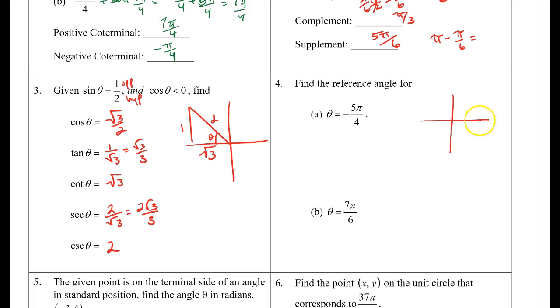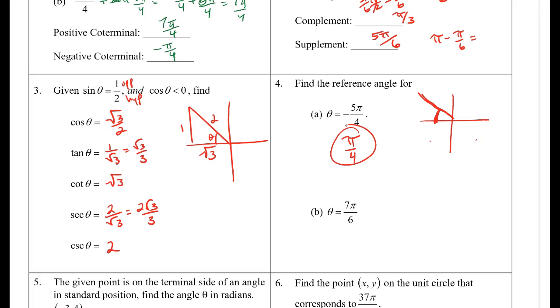Negative 5 pi fourths means I'm going to go backwards, so I'm going to go clockwise. So if I start here at the origin at 0, negative pi fourths would be here in the middle. Negative pi halves, negative 3 pi fourths, negative pi, negative 5 pi fourths. So my angle is here, and the reference angle is this little guy, which is the quickest way back. Since I was an additional pi fourths beyond the x-axis, that little reference angle right there is just pi fourths.